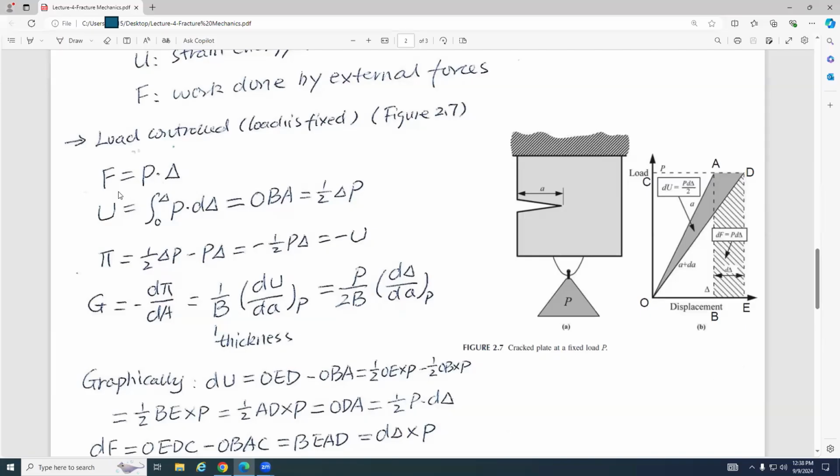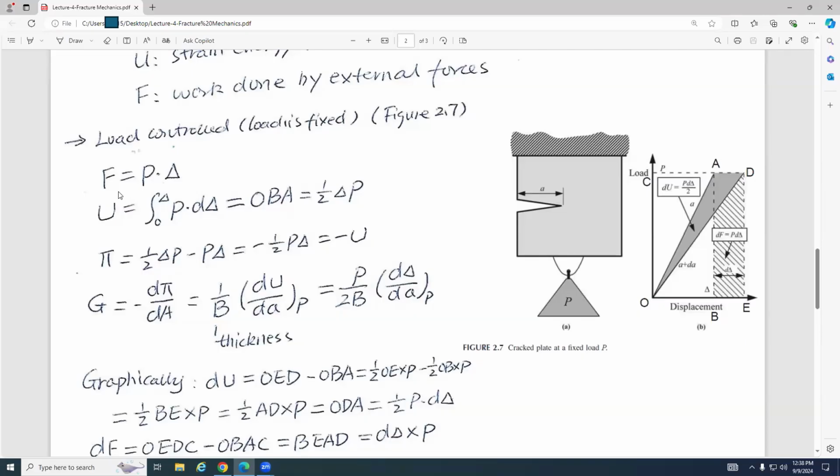So we can have this equation, and then it is dU, right? And we just get this delta. Keeping that in mind, we are getting the relationship between the deflection and the crack length. That is what we are looking for. Understand, guys? Any questions regarding this?